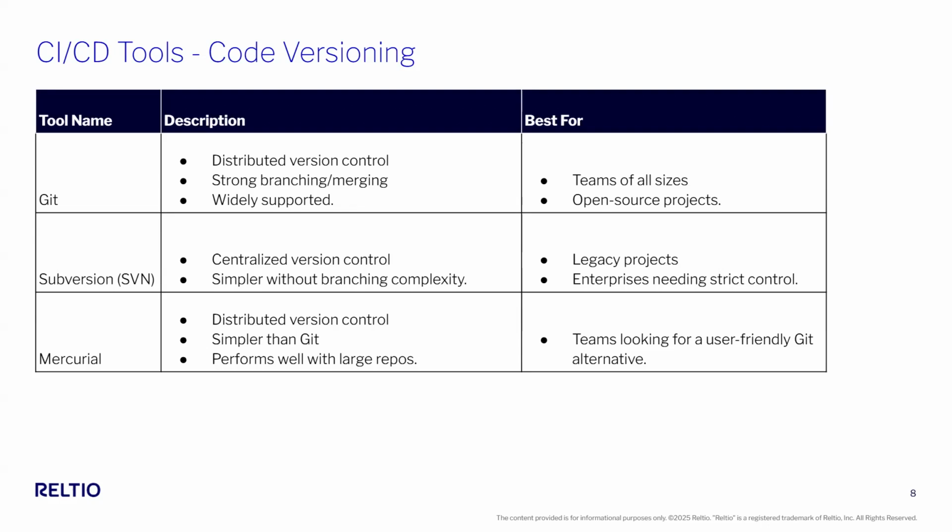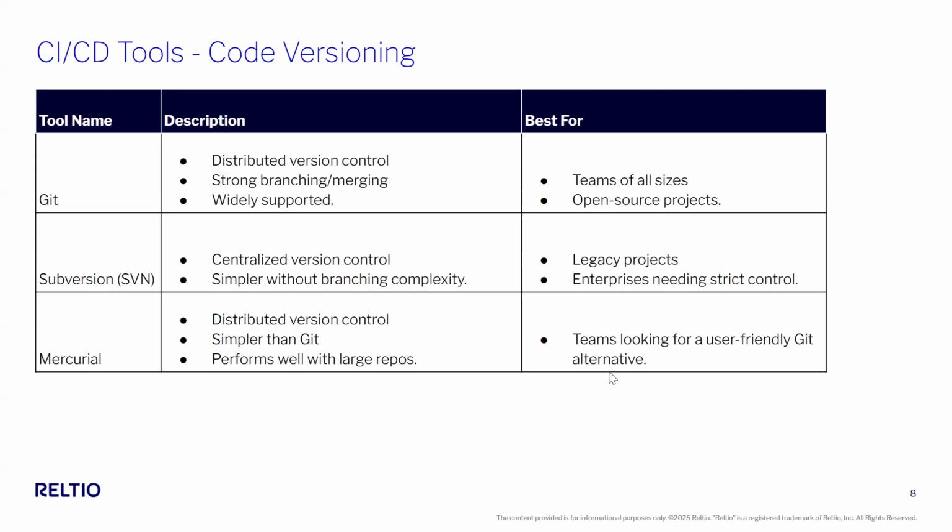Subversion, also known as SVN, is a centralized version control system. It was very popular a decade back, right? It's simpler without much branching complexity, but doesn't offer a lot of the functionality that Git does. It's best for legacy projects, right? Many legacy customers still use it, and enterprises who need strict version control prefer Subversion.